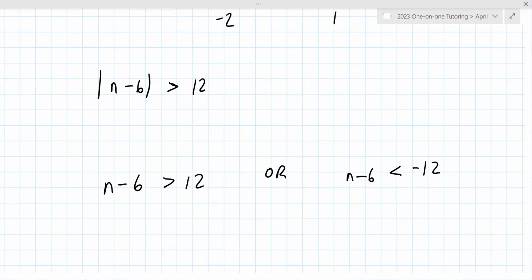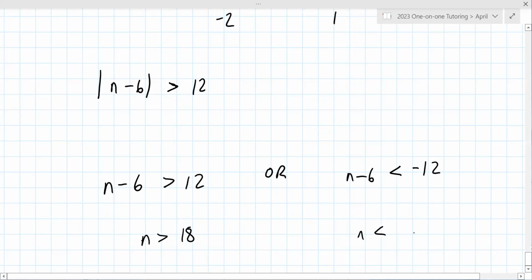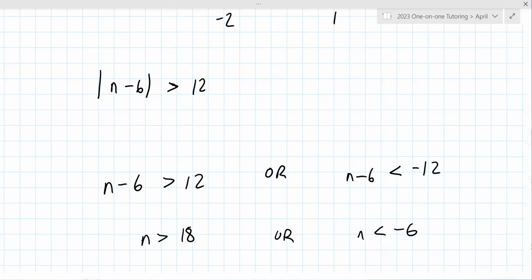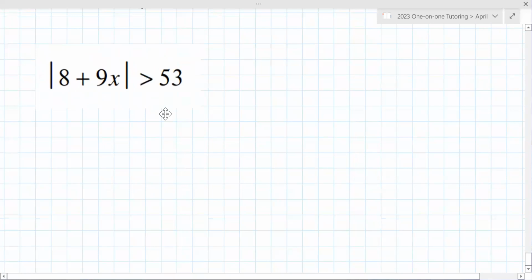Do I put these on a line or just tell you? Just give me your answers whenever you got them. N is greater than 18 or N is less than -6. Yes. Cool. All right, so let me look for a few more here for you to think about. Here's one for you to try. All right, so go ahead and try this one, please.